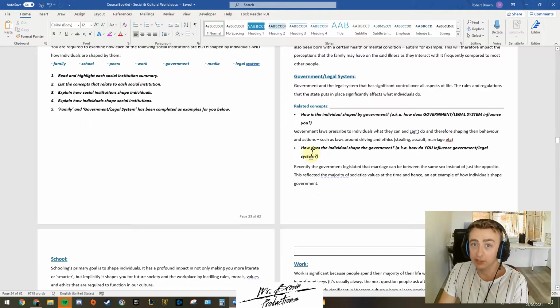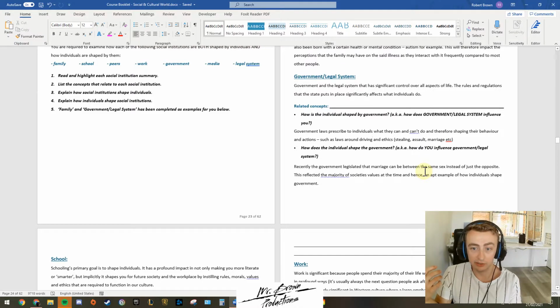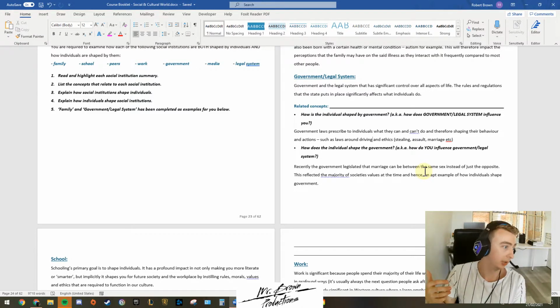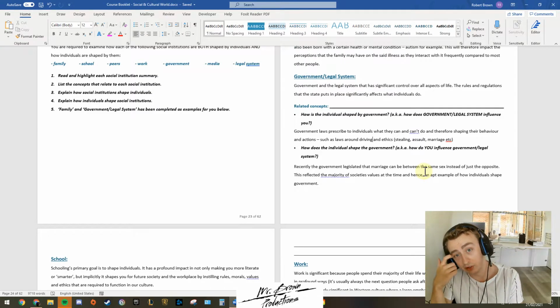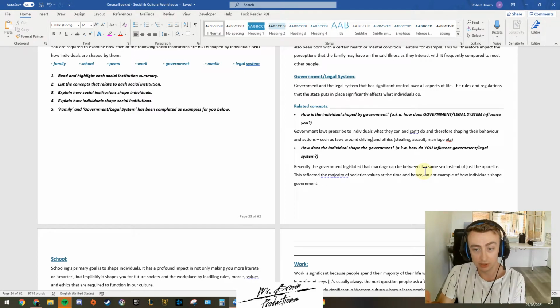So then how does the individual shape the government? Recently, in the last few years, the government legislated that marriage can be between the same sex instead of just the opposite. That is a reflection of individuals shaping the government, because individual beliefs and values had changed over time, and therefore there was a lot of pressure put on the government to change that law, and it did. So that's an example of how an individual can shape and influence the government and legal system.